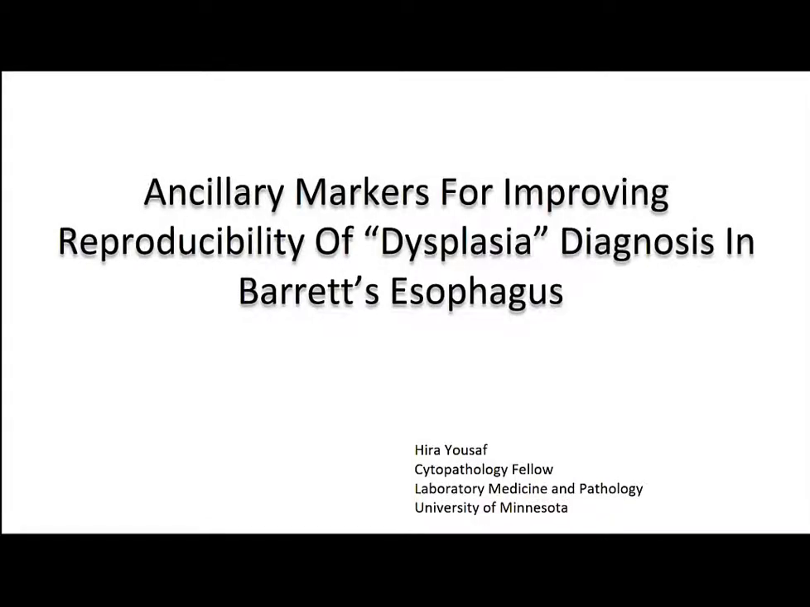Titled Ancillary Markers for Improving Reproducibility of Dysplasia Diagnosis in Barrett's Esophagus. On this project, Dr. Mesa was my senior mentor as a senior author, and along with him, Dr. Manuel, Dr. Iwamoto, Dr. Peltula, and from the gastroenterology department, Dr. Brian Henson, were involved in this project. So let's get started.